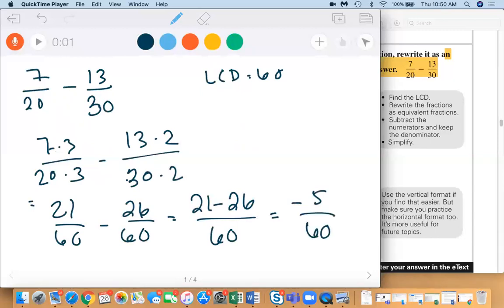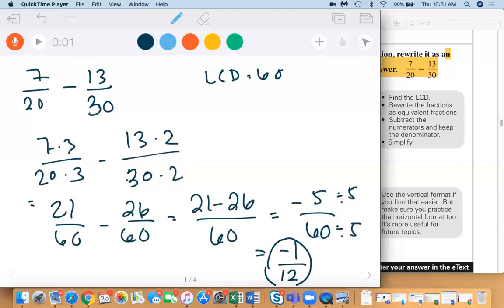Is that simplified? You guys tell me if that's simplified or not. Can you use the chat to tell me? Yes, no, not simplified. Very good, Jacoya, thank you. So in order to simplify this, is 60 divisible by 5? Yes, so we're gonna divide top and bottom by 5. -5 divided by 5 is -1, and 60 divided by 5 is 12. So that final answer is -1 over 12.